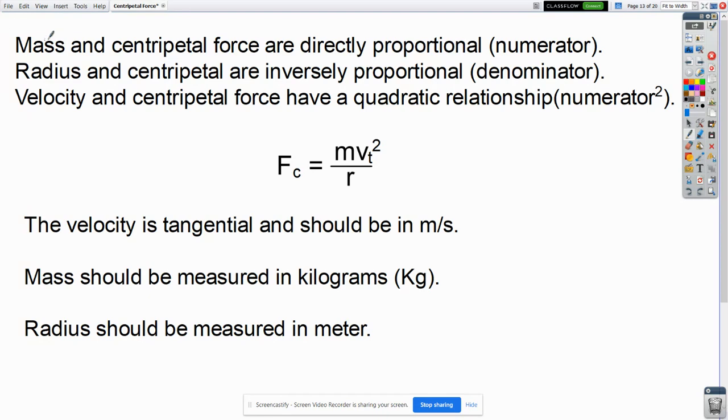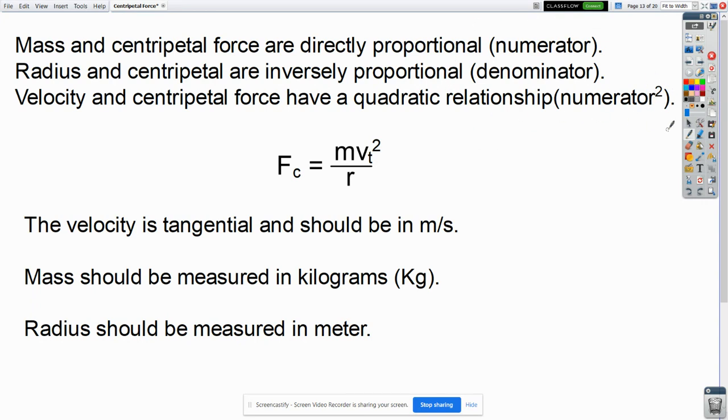So these are the 3 relationships. Mass and centripetal force are directly proportional. That means mass has to go in the numerator of our equation. Radius and centripetal force are inversely proportional. That means it has to go in the denominator. And velocity and centripetal force have a quadratic relationship, and it's a direct quadratic relationship. Because it's direct, it'll go in the numerator and it will be squared.